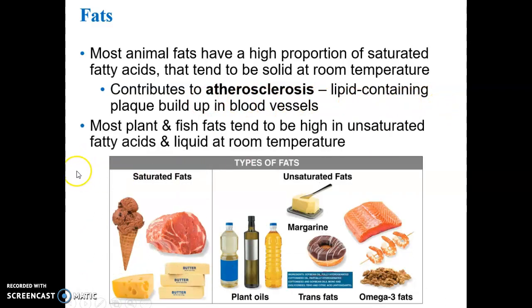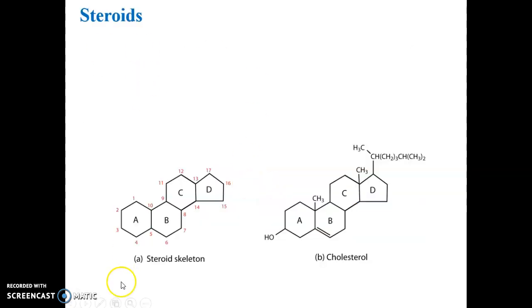However, on the positive side, most plant and fish fats tend to be high in unsaturated fats, and because of that, they are often liquid or very soft at room temperature, and they tend to be more healthy, or the healthier fats. So let's move on to steroids.